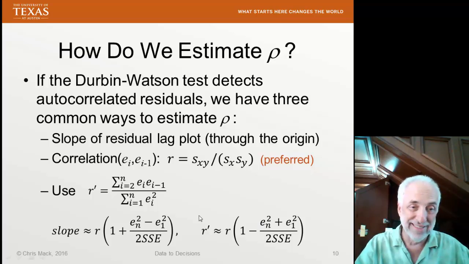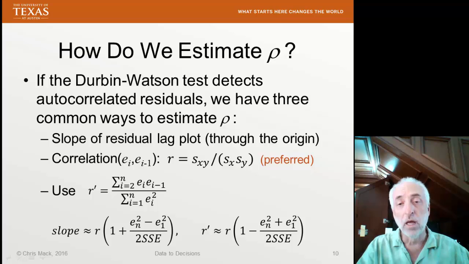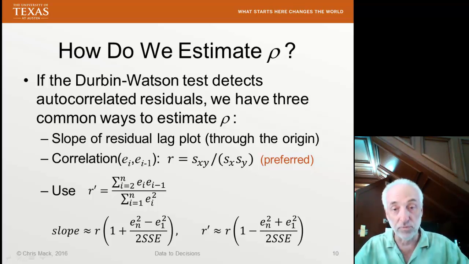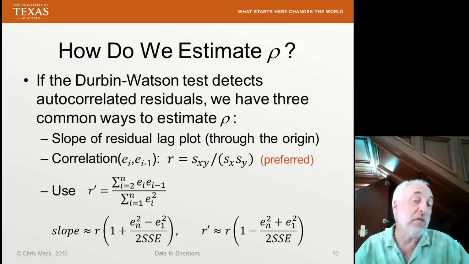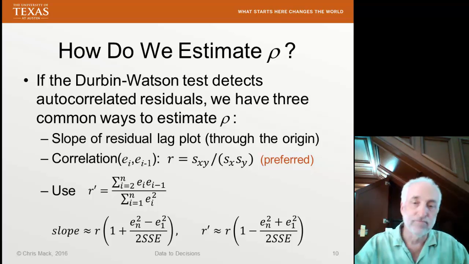So the slope is about equal to the correlation coefficient R with this little error term, the difference between the first and the last residual squared divided by 2 times the sum of the square errors. R prime is similar, except it's the average, not the difference, between the first and the last residual. Notice that the slope can be either higher or lower than the correlation coefficient rho, but R prime is always smaller than the correlation coefficient.